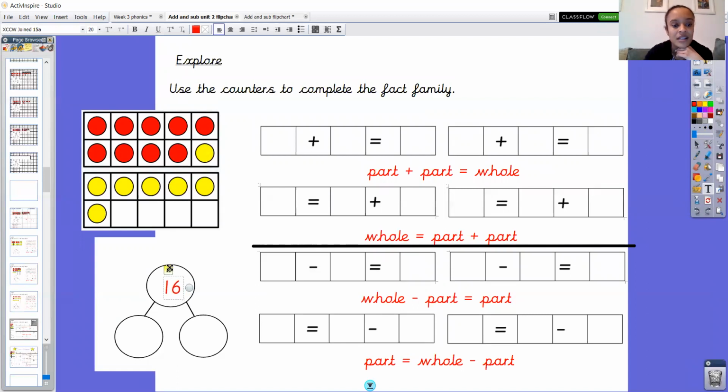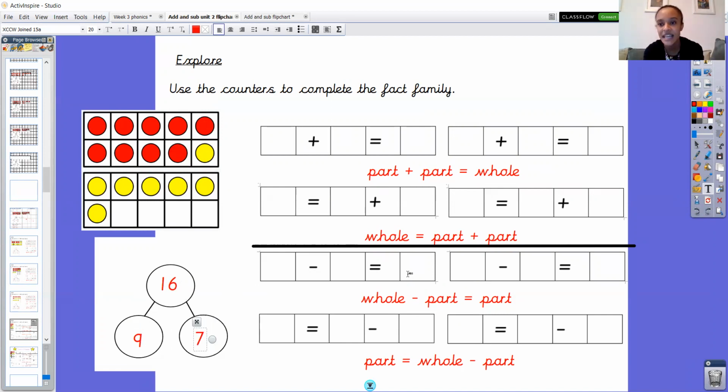My red part, can you count how many is in my red part with me? 1, 2, 3, 4, 5, 6, 7, 8, 9 in my red part. And then can you count my yellow part with me? 1, 2, 3, 4, 5, 6, 7. So I've got 9 and I've got 7.